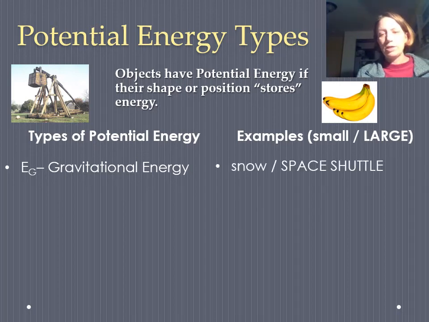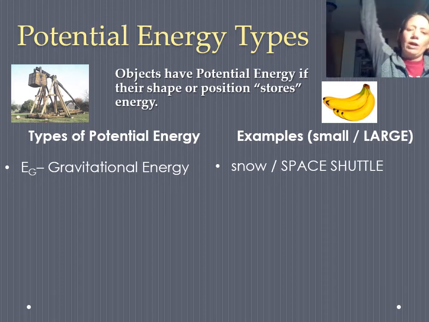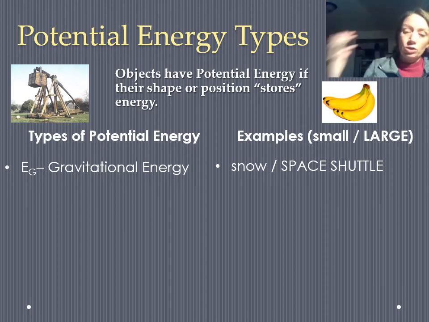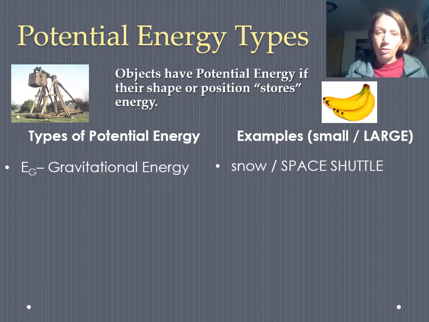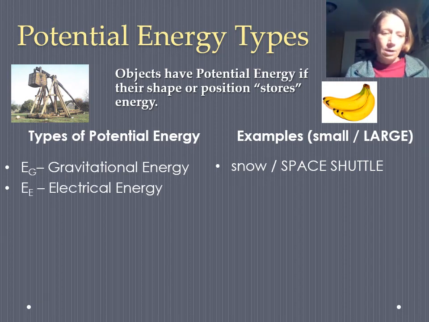And we give things gravitational energy by lifting them further away from the center of the planet. So snow, for example, snow falling near the surface is very small and also kind of close to the surface of the planet, so it has a very small amount of gravitational energy. Whereas a space shuttle that's launched has a lot more because it's big and it's far away.